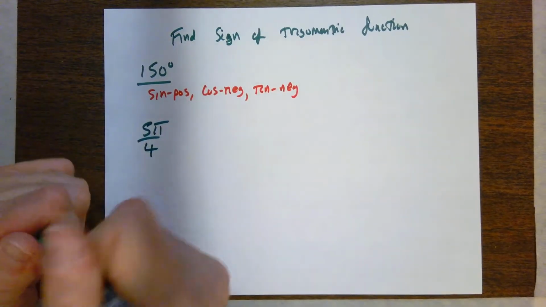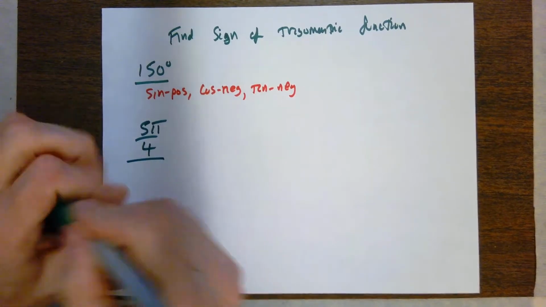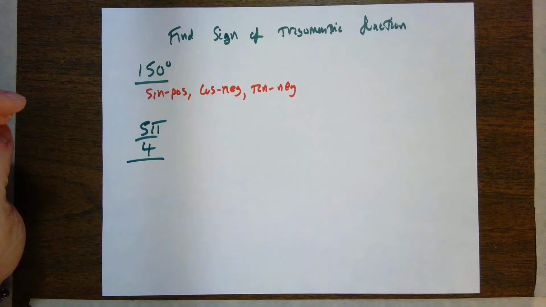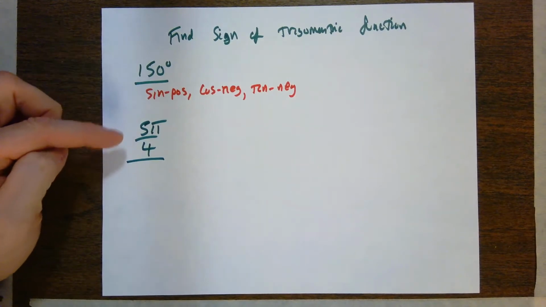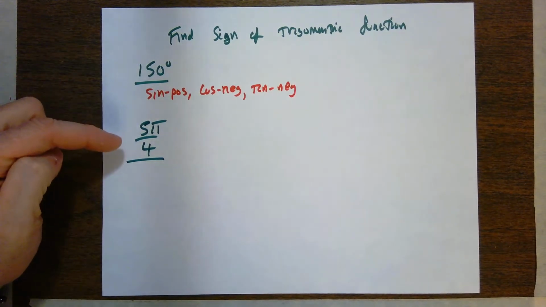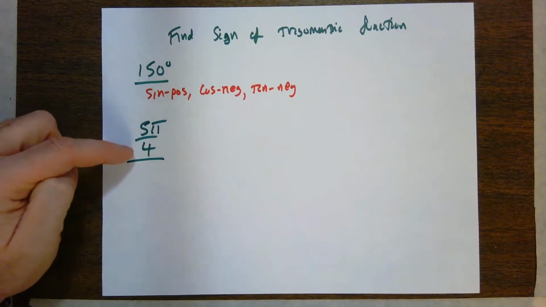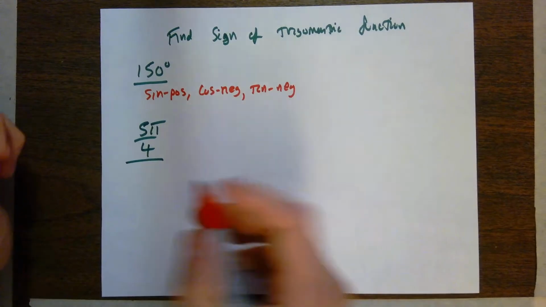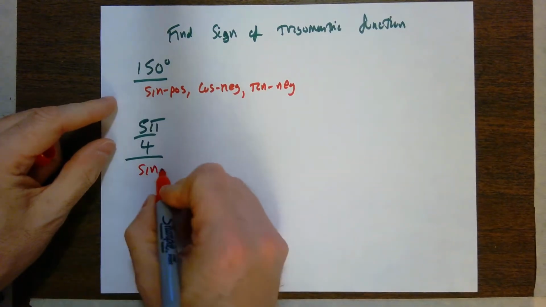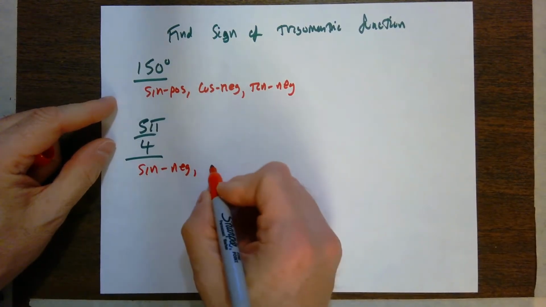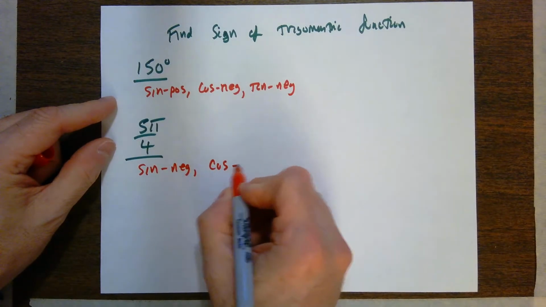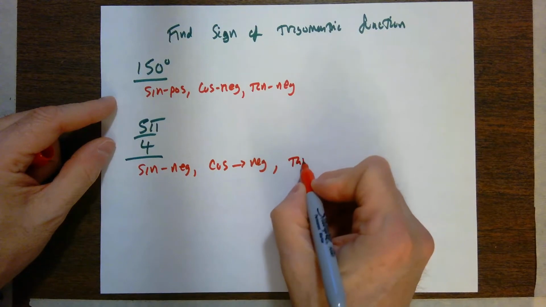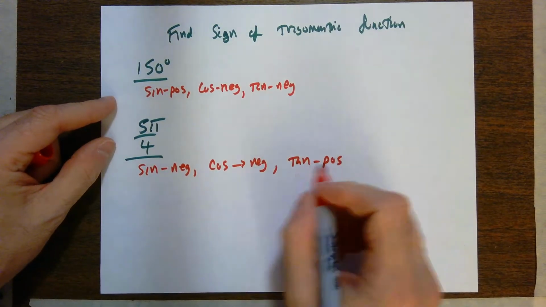All right. So again, I have to think about what angle, what quadrant is 5 pi over 4 in? 5 pi over 4 is a little bit more than 4 pi over 4. 4 pi over 4 would be pi, that's 180 degrees. So this is definitely going to be in the third quadrant. So in my third quadrant, I know that the sine is going to be negative. The cosine is going to be negative. And the tangent, negative over negative, would be a positive.